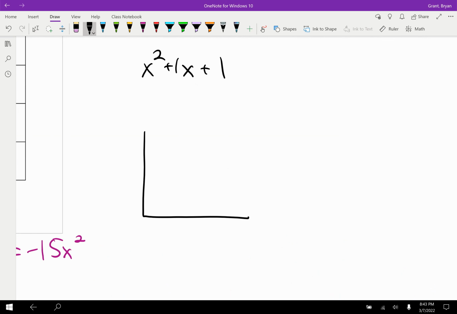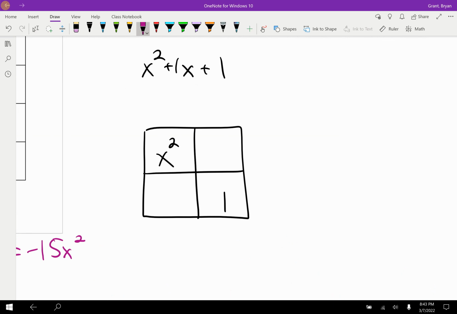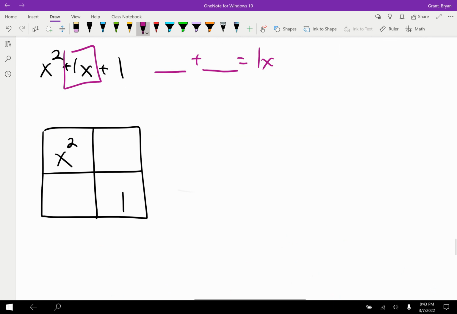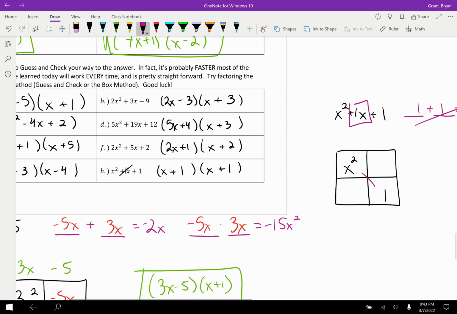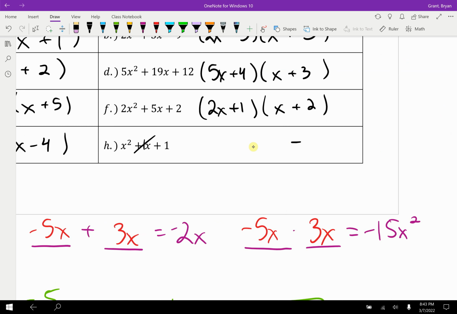Here is my box. We have x squared and 1. We need to split this guy up. So two things that add to equal 1x, and these same two terms need to multiply to equal 1x squared. What's the only thing that multiplies to make 1? Well, it's just 1 times 1. 1 times 1 definitely makes 1, but 1 plus 1 does not. There's nothing. This guy does not factor at all. So we can just say non-factorable, does not factor, something like that.